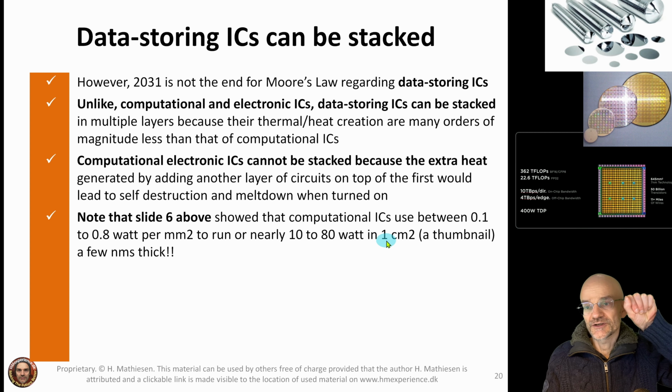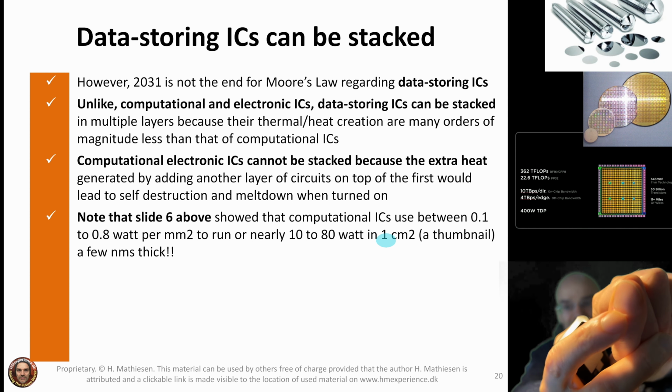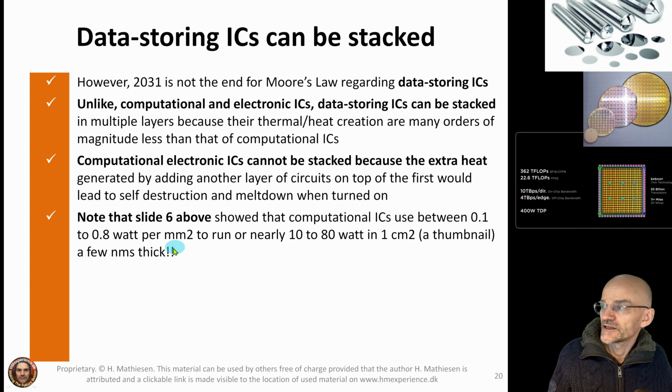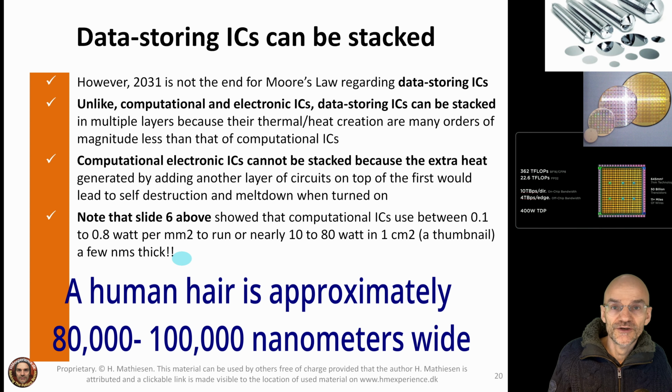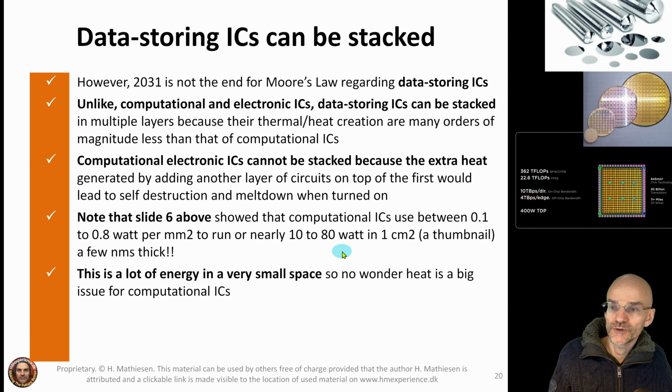A square centimeter is like what you have here in my fingernail. That's a square centimeter. And it's something that is only a few nanometers thick. I think a human hair is like 20,000 nanometers. So it will be an extremely thin layer of transistors in a thumbnail area that has between 10 and 80 watt going into it. That's a lot. So it's no wonder they will burn off and self-destruct if you try to stack a computational IC.